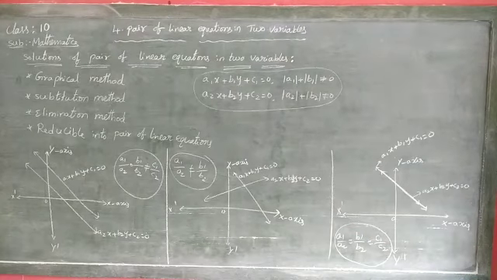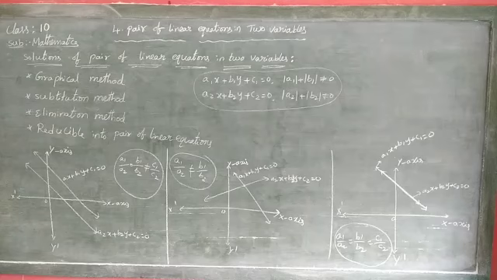In this case, whatever the coefficients of x and y variables, a1 by a2 is not equal to b1 by b2.